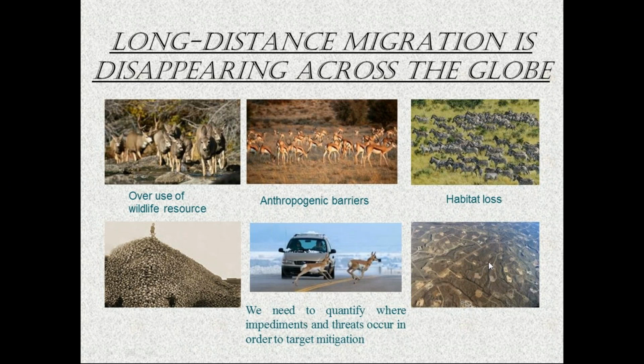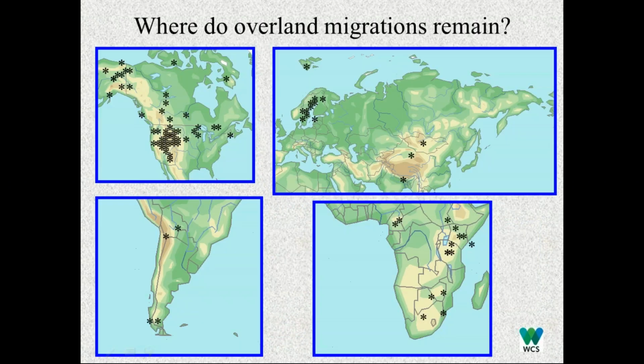But what we really need in a lot of cases is those data to quantify where impediments or threats occur to maintaining long distance migration in order to have data-driven targeted mitigation. So just to put this in perspective, when we look at where overland migrations remain on the globe, we find long distance migrating mammals occurring on most continents. There's a bias in the data towards North America due to the amount of research that's been done here.